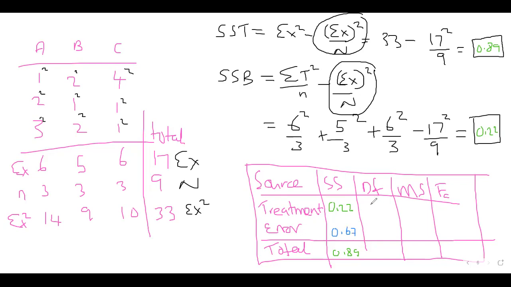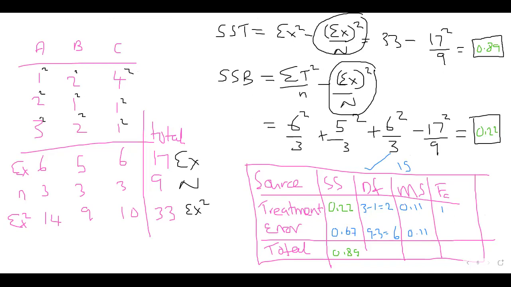Degree of freedom for the treatment, k minus 1. So this is 3 minus 1. Get a 2. And divide the 2 in there, you get 0.11. Here it is n minus k. What is our n? 9. 9 minus 3 is equal to 6. 0.67 divided by 6, 0.11. You divide there, you get a 1. So this is how you get your 15 marks.